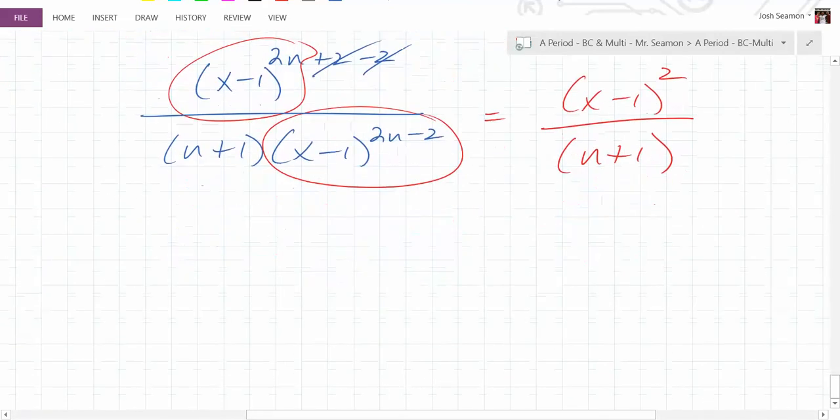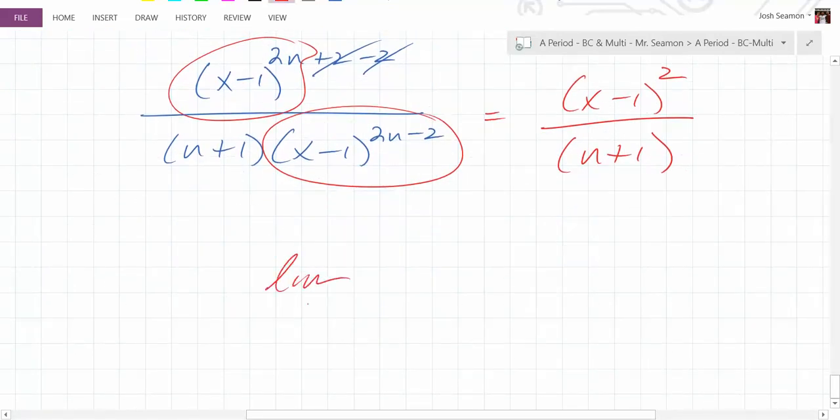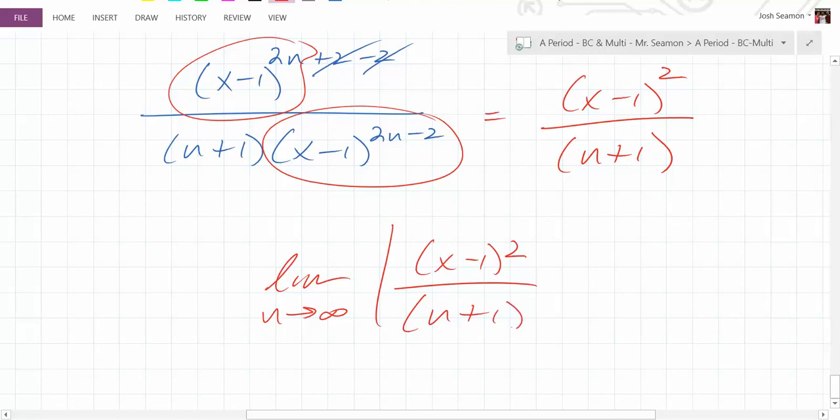Now here's the thing. We're looking at the limit as n, not x, goes to infinity of the absolute value of this thing. Now, what do you know as n goes to infinity of this thing? It's going to go to 0, regardless of what x is, right? Because if you pick an x value, can you always get n bigger than any chosen x value?